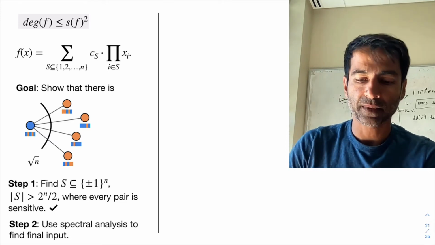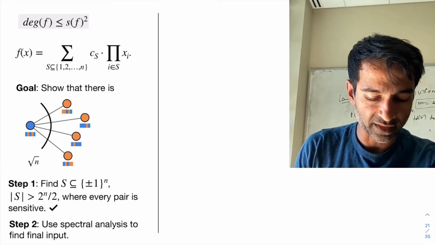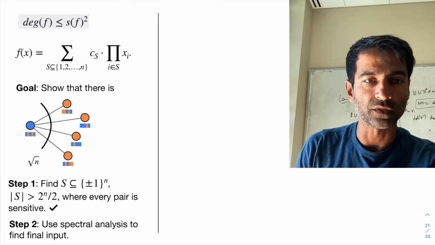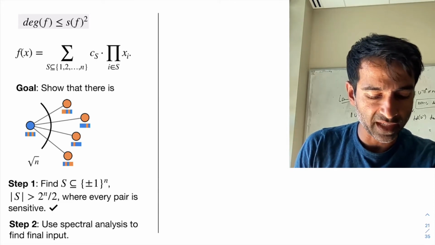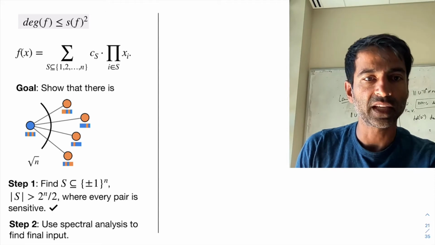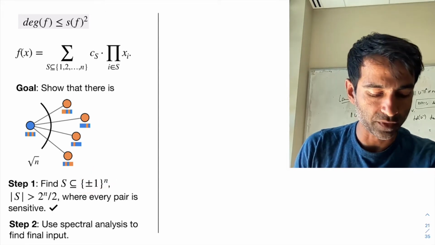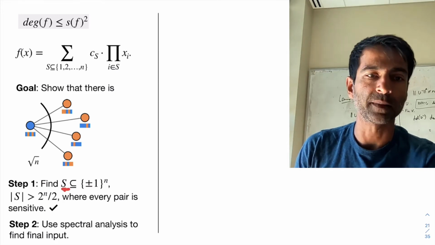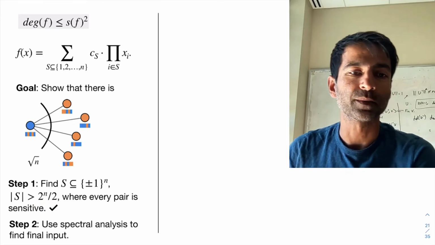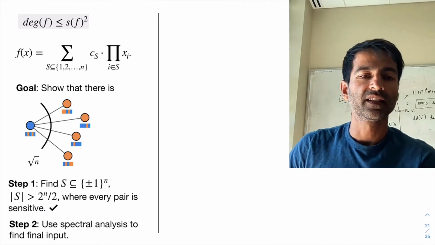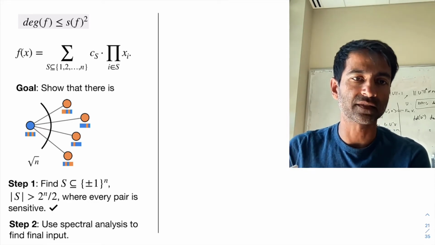In the first step, we're going to find a subset S of all the inputs whose size is at least 2 to the n over 2. So the number of inputs here is 2 to the n. We'll find a set S that contains a majority of the inputs, or more than half the inputs, with the property that every pair of inputs in S is a sensitive pair.